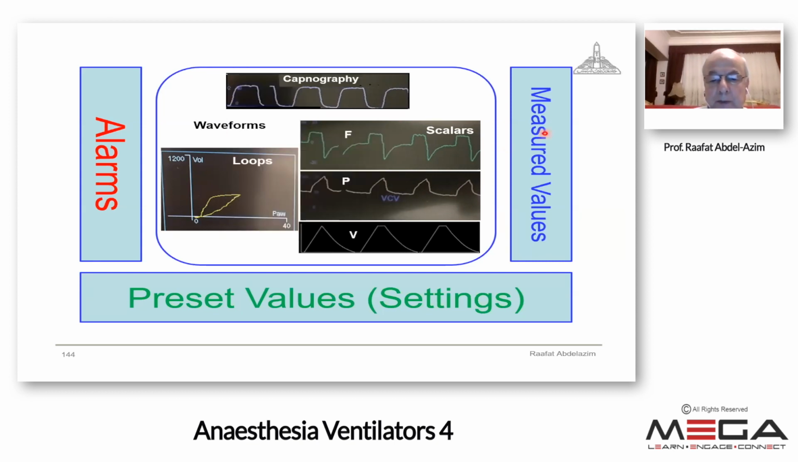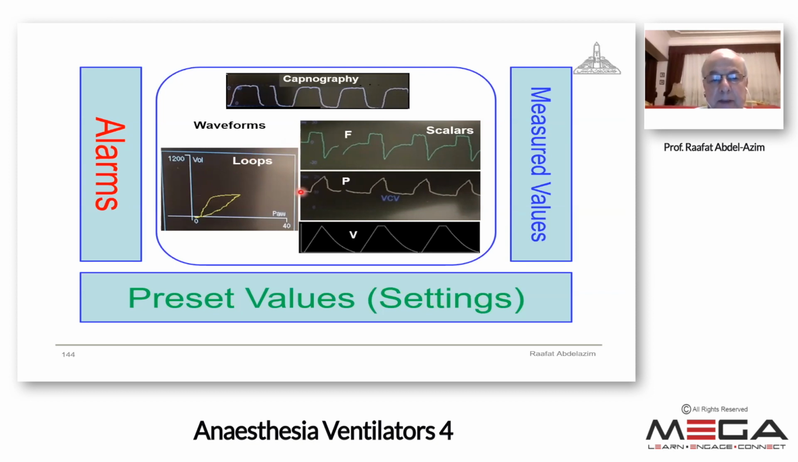In the numerical display, we have the preset values, the preset parameters of ventilation or settings, discussed before in detail. We have measured values, what is actually given to the patient. It doesn't mean that it is exactly the same as the preset values, but it will show what is measured, what is actually given to the patient. And we have a numerical display for alarms. I adjust alarms, the upper and lower limits of each alarm.